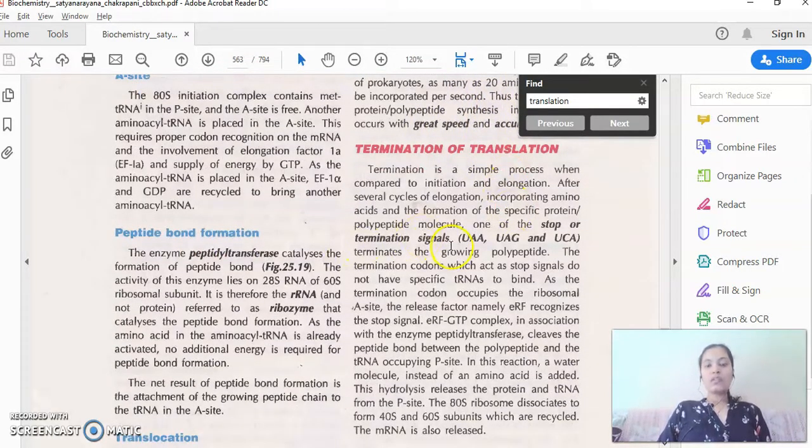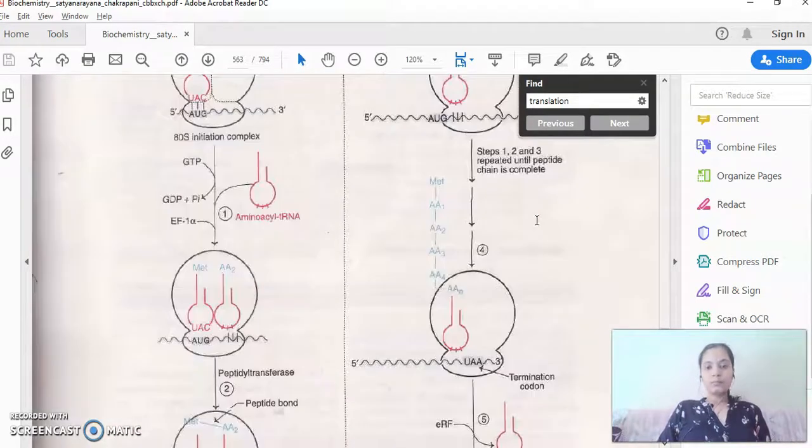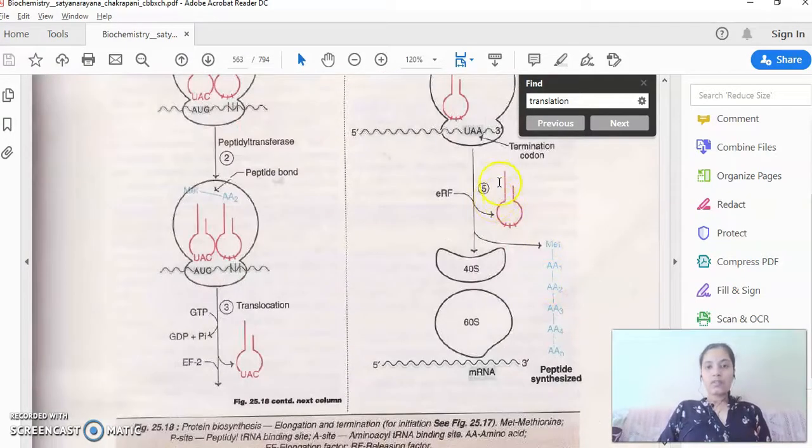As we have already studied, there are stop codons. These are the 3 stop codons which are present. The tRNA is unable to bind because these are present on the mRNA, whereas the anticodons for these are not present. Hence the tRNA doesn't bind and it leads to termination of the process. So this is finally the termination. This is the termination codon for which there are no anticodons present on the tRNA, so the termination takes place.